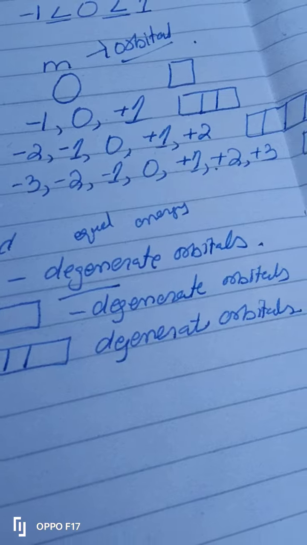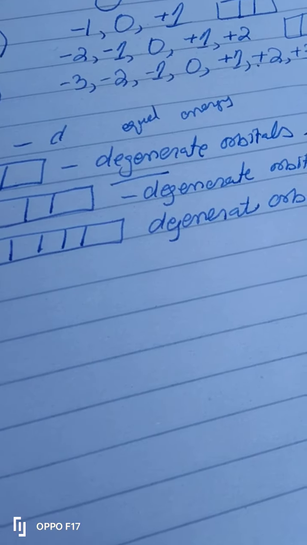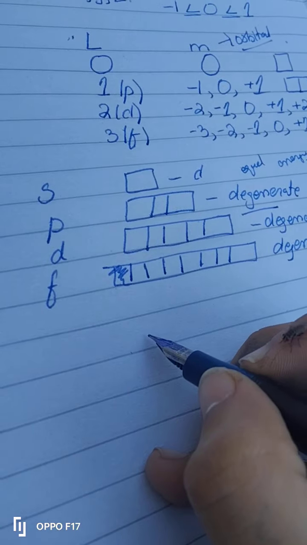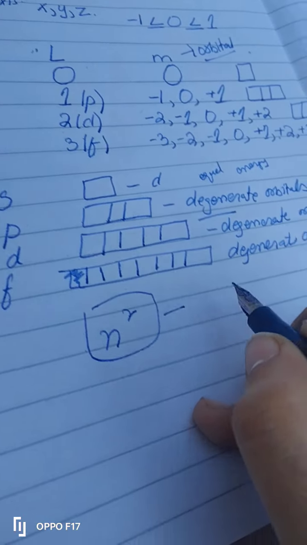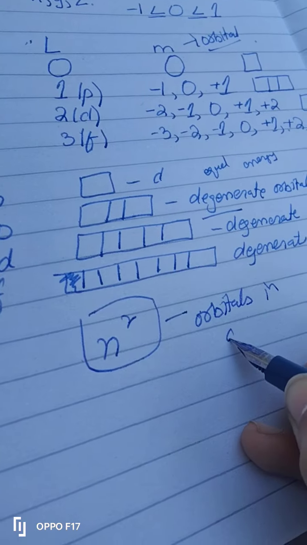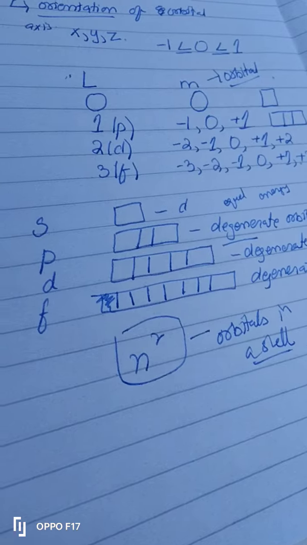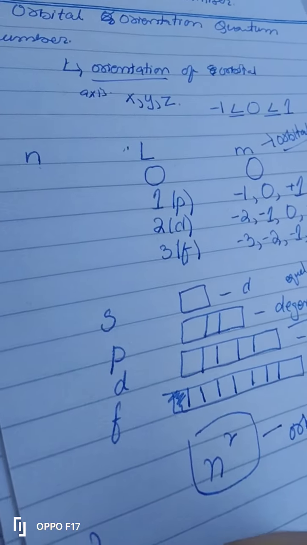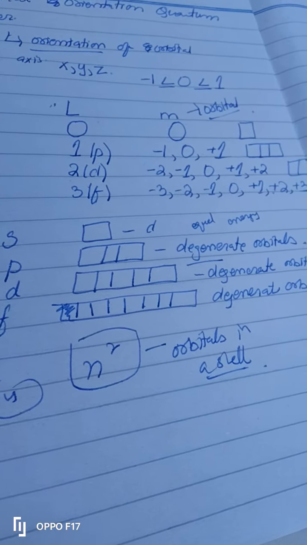So for finding how many orbitals will come in a shell, we are having the formula n square, right? If you want to find how many orbitals are in a shell, you will put formula n square. If someone is asking how many orbitals are there in number 2 shell, so 2 squared is 4, so there will be 4 orbitals in shell number 2.